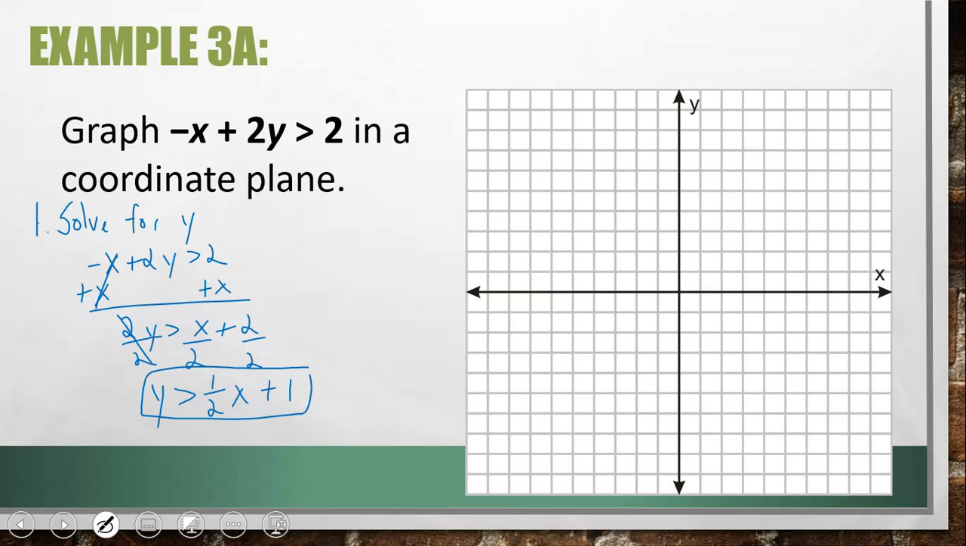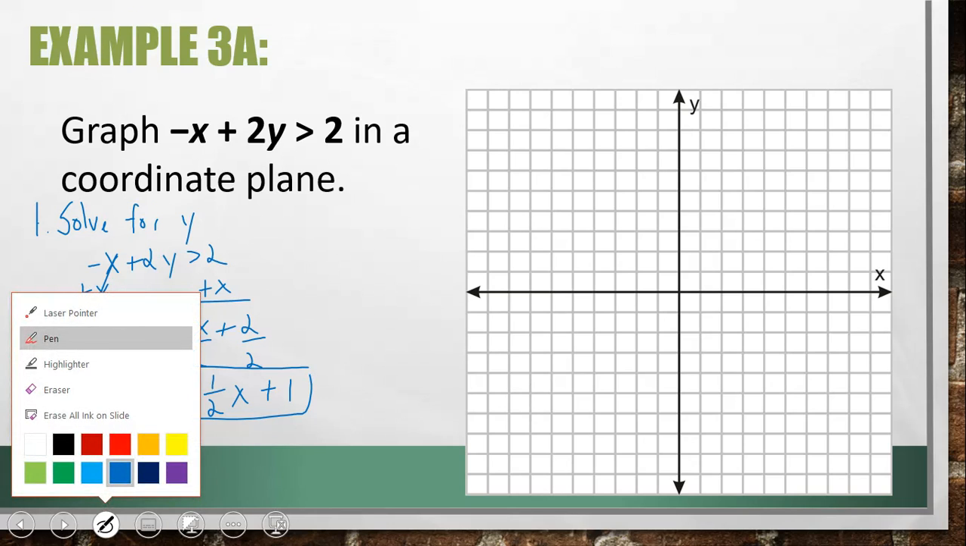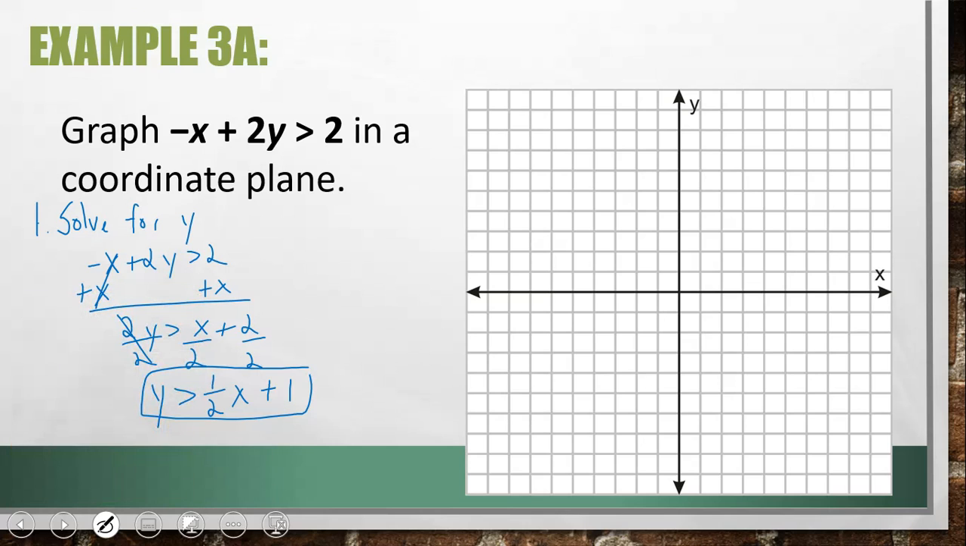Don't decide whether your line is going to be shaded above or below till you get that equation in slope-intercept form. So we're really graphing the line y equals 1/2 x plus 1. Now this particular case, I know I'm going to have a dashed line because there's no equal to symbol. And I'm going to shade above because it's a greater than.